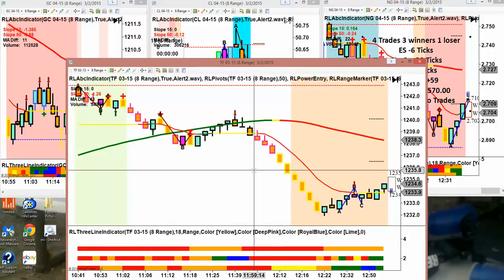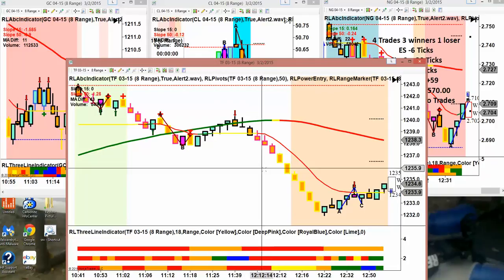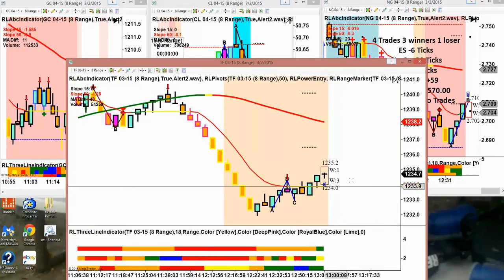And now we're out of the room. That's a very difficult trade to get. It's a fall through a yellow 15 with no retracement.